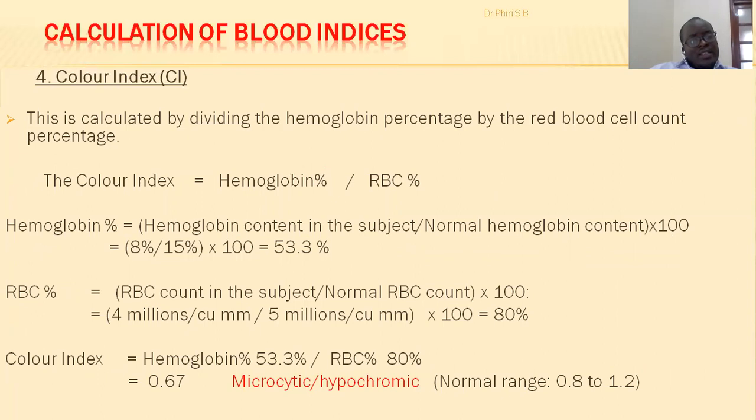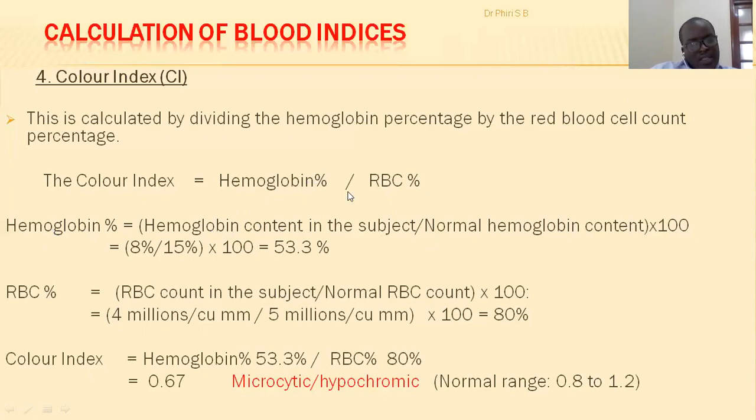This color index is calculated by dividing the hemoglobin percentage by the red cell count percentage. So you need to calculate the hemoglobin percentage of your patient. How do you calculate it? It will be equal to the hemoglobin content in the subject or the patient divided by the normal hemoglobin content times 100%.